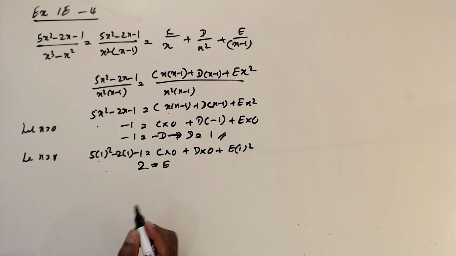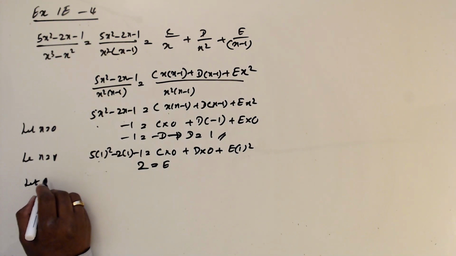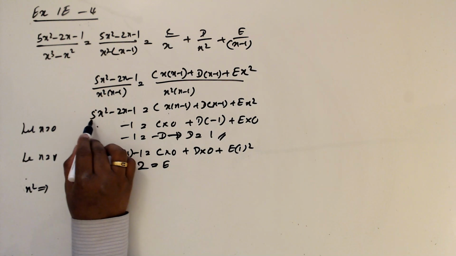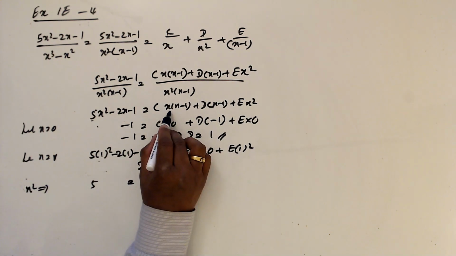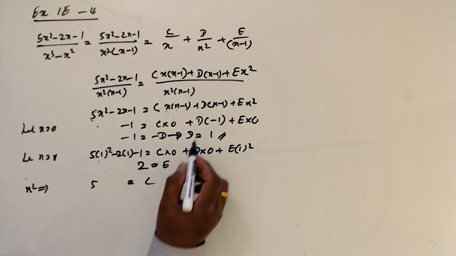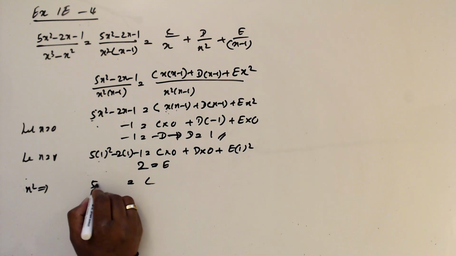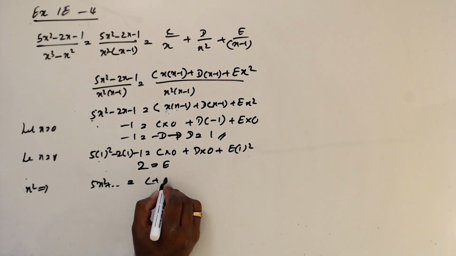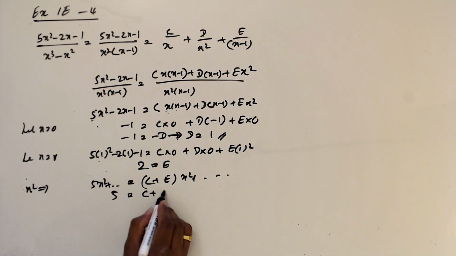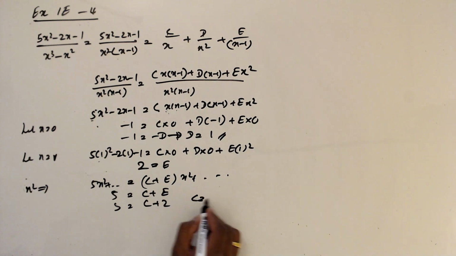And then, what shall we do now? Let's take the x squared coefficient. So the x squared coefficient here is 5, and here we will make x squared. This is c times x squared. Then this is going to be e x squared. So 5x squared is c plus e times x squared. So then this is going to be 5 equals c plus e. Now we found e equals 2, 5 equals c plus 2, c equals 3.